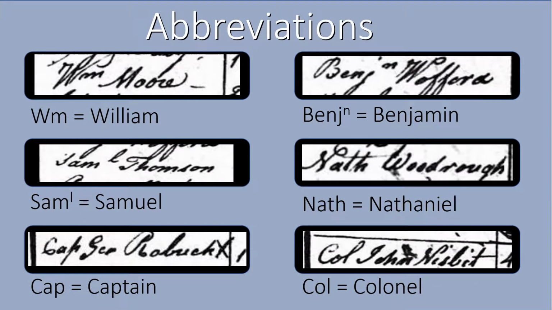Another issue is the abbreviations used, especially for names. Often one can guess the name from the abbreviation. See the Indexing Project instructions to know if you should spell the name the same way that it was written, or if you should spell the name out.